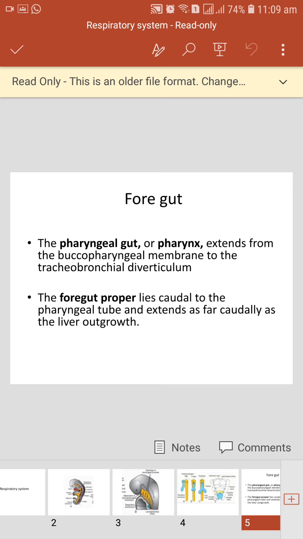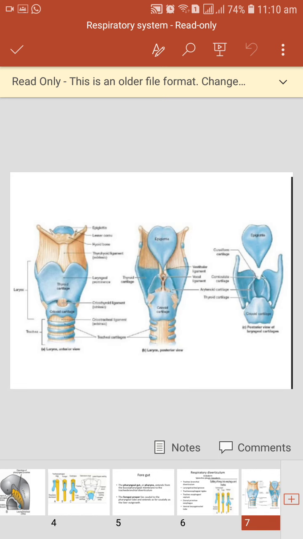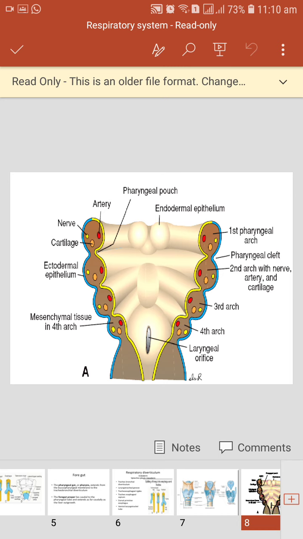Foregut, which is also known as the pharyngeal gut, extends from the buccopharyngeal membrane to the tracheobronchial diverticulum. The foregut proper lies caudal to the pharyngeal tube and extends as far caudally as the liver outgrowth. This is the diagram showing the larynx and its various cartilages, which are epiglottis, cricoid, arytenoid. In this diagram, you can see here the various pharyngeal arches, pouches, laryngeal orifice.